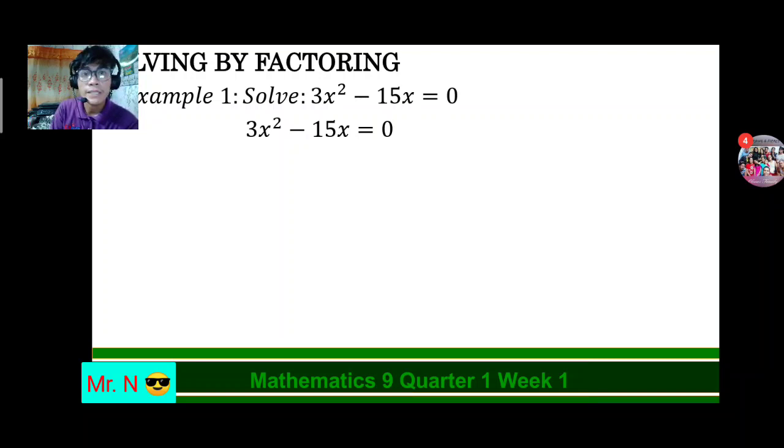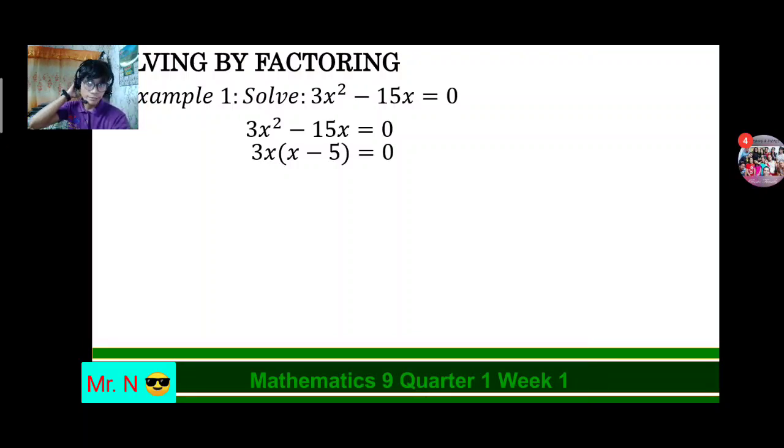3x squared divided by 3x. Ang matitira kapag di-divide mo yan ay x na lang. Very good. And then next, 15x or negative 15x divided by 3x. Maka-cancel out yung x at saka negative 15 divided by 3, that is negative 5. So negative 5 na lang. So we have, pagsamahin natin, we have x minus 5. You have 3x times the quantity x minus 5. So, kapag din-distribute mo yan, 3x times x, the answer is 3x squared, and 3x times negative 5, that is negative 15x. So, tama tayo.